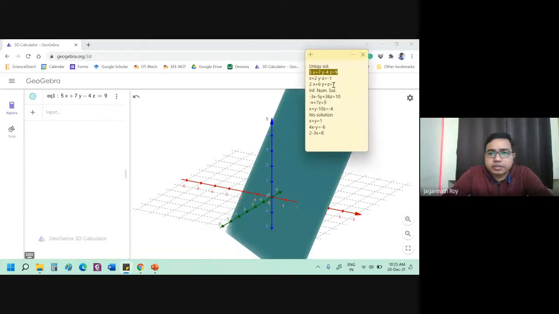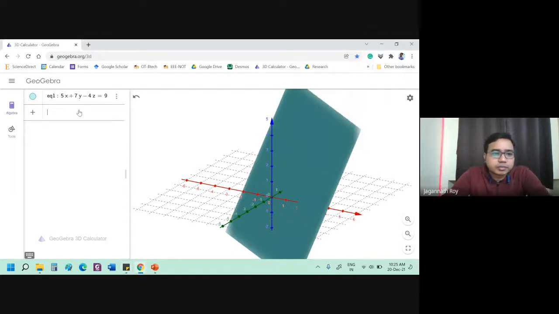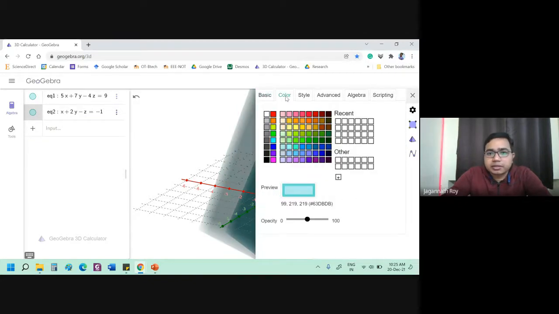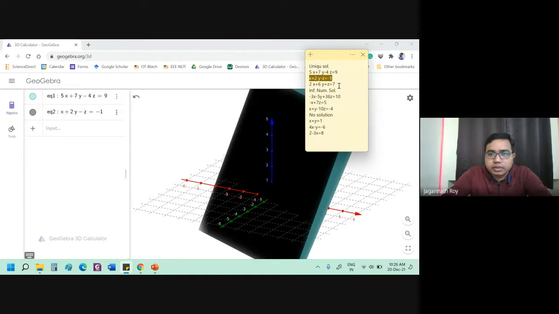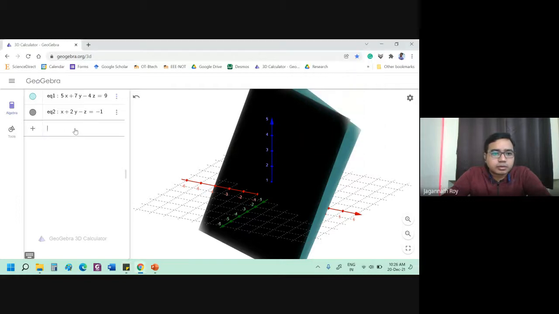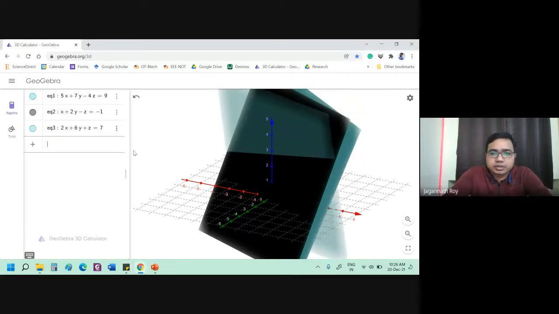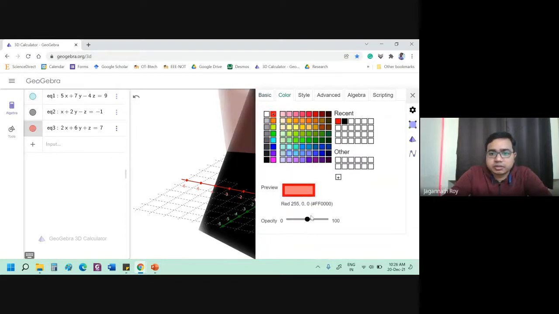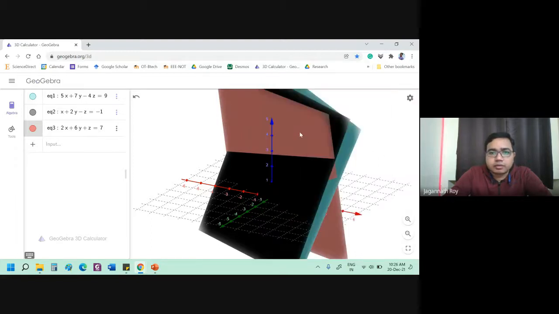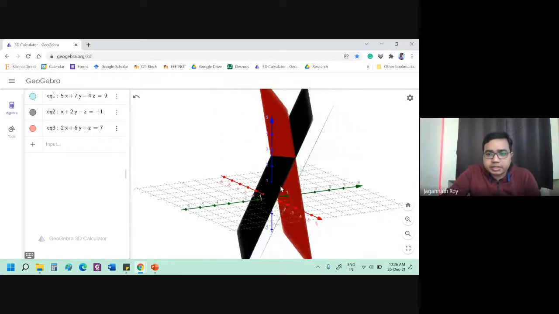Then you take the second equation. There is a system. Put enter. Let us change the color of this plane. Make it 100%. Fill the color. And then have this kind. Okay, let us put some different color, maybe this color. So you can see that.